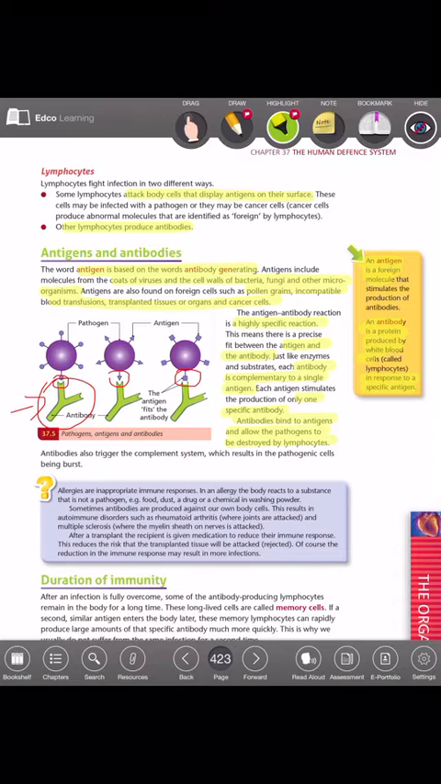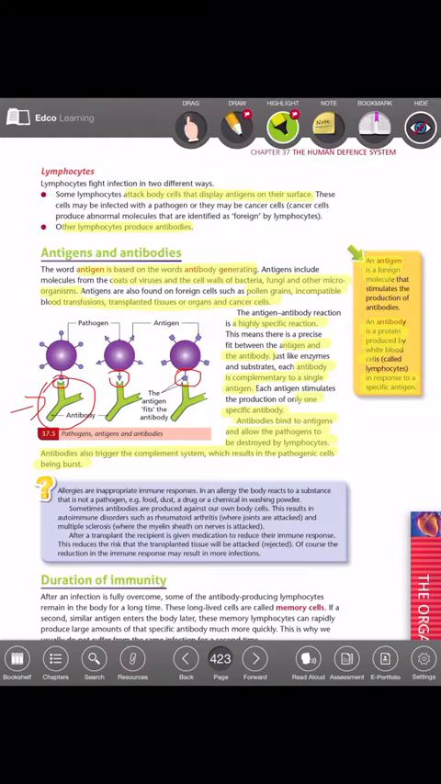And antibodies can also trigger the complement system, which results in the pathogenic cells being burst. And when they are burst, they can no longer have an impact on the body. They cannot infect the body cells, or they cannot use the body as a host in order to replicate their DNA or RNA.